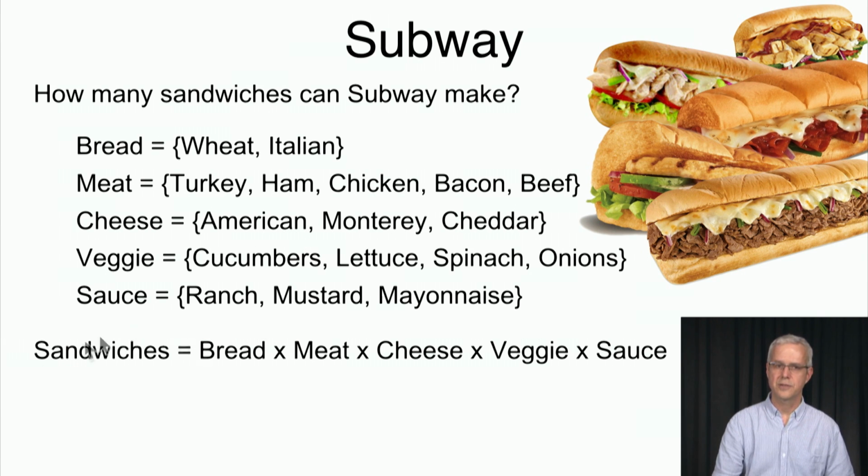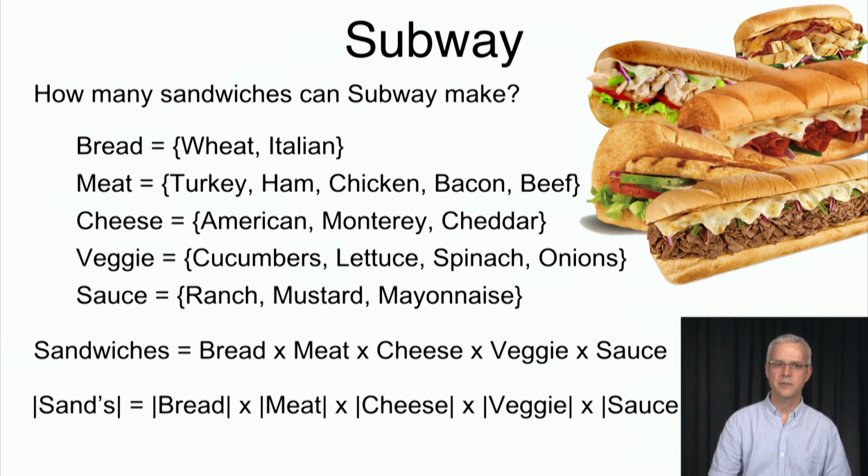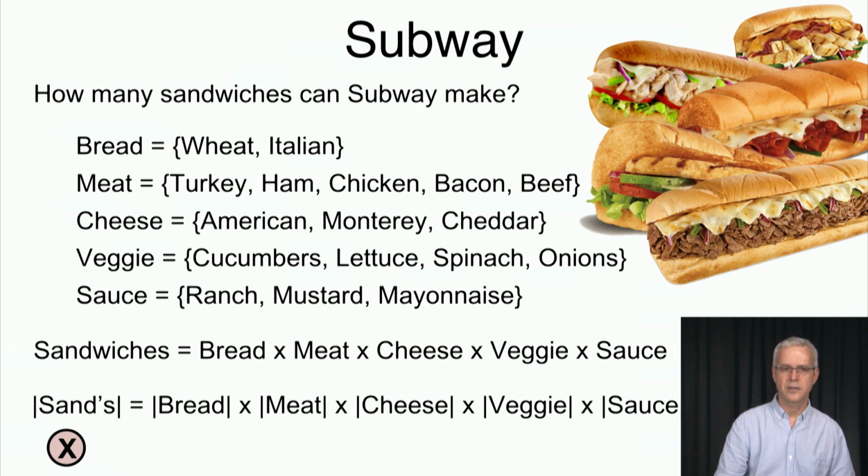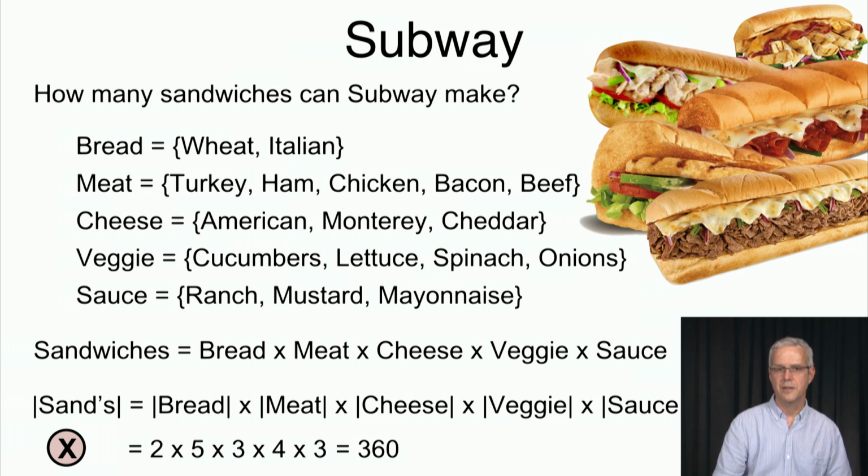Then the set of all sandwiches you can make is the Cartesian product of all breads times all meats times the set of cheeses and so on, because every sandwich consists of just one element from each. So the number of sandwiches is the product of the number of breads and so on. By the product rule, that's equal to 2 times 5 times 3 times 4 times 3, which is 360. Now, in fact, they have many more choices, and the number of sandwiches they can make is actually quite astronomical.